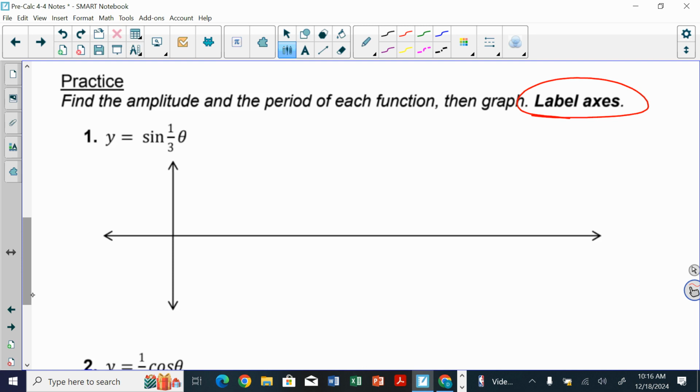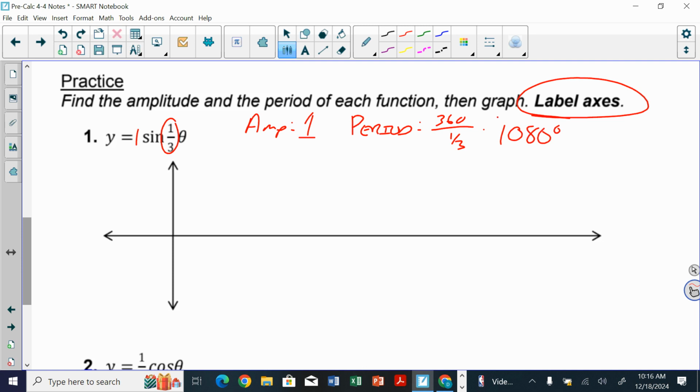Okay, so in this case, we know the amplitude is 1 because there's nothing in there, so it's got to be a 1. So we know that is 1, can't be 0. And we know it's positive, so it's going to be just like the parent function. But our period is a little bit different. Our period is going to be 1/3. So we're going to take our period, and that's how long it's going to take to repeat. So that's going to be 360 divided by 1/3, or 360 times 3, which comes out to 1,080 degrees.